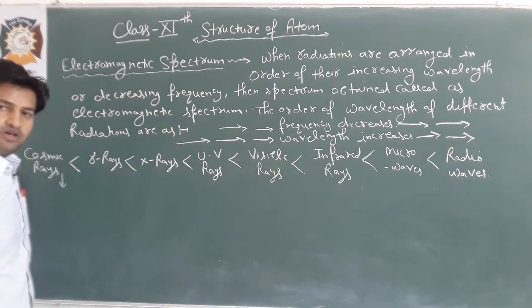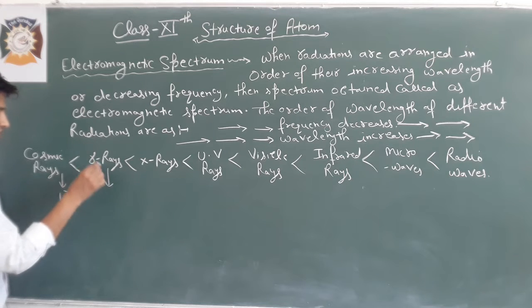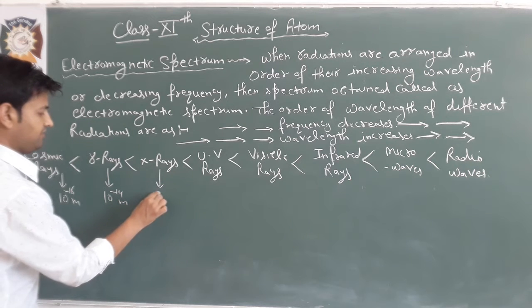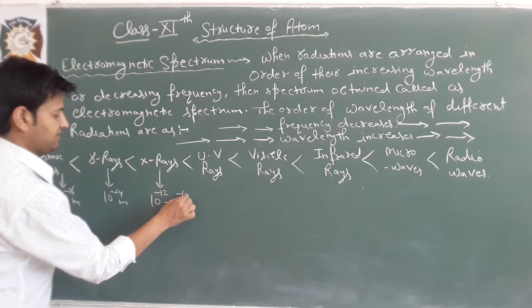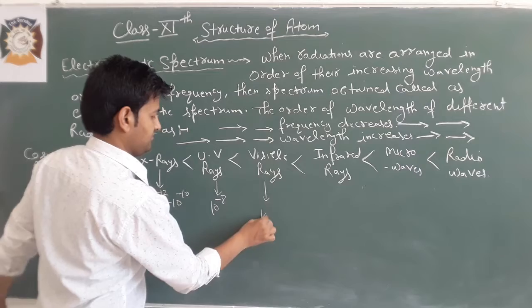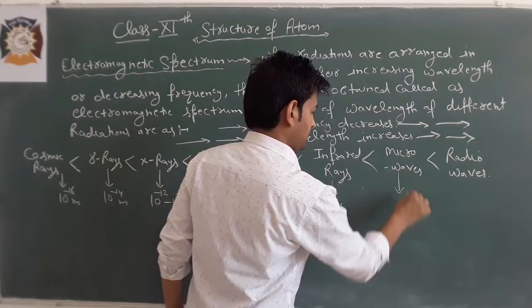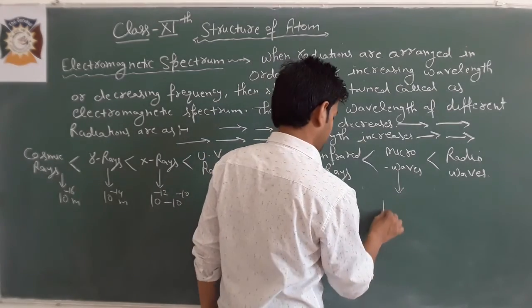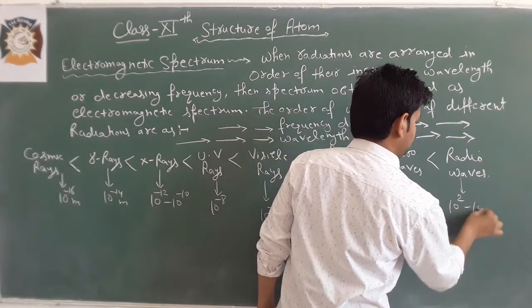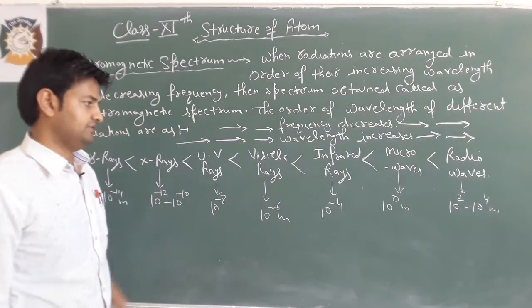The approximate order of their wavelength is 10 to the power minus 16 meter for cosmic rays. For the gamma rays it is 10 to the power minus 14 meter. X-rays it is 10 to the power minus 12 to 10 to the power minus 10 meter. Ultraviolet it is minus 8 to minus 6 meter. Infrared is minus 4, and in case of microwaves it is 10 to the power 0, and then radio waves. This is the approximate range of the wavelength of these.